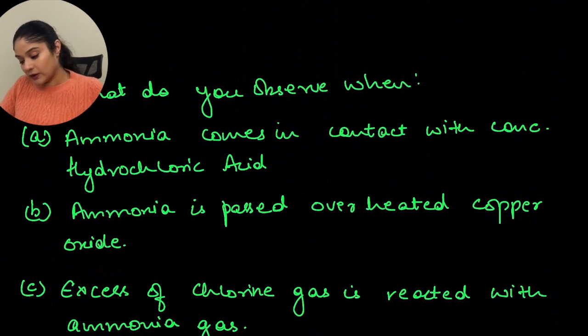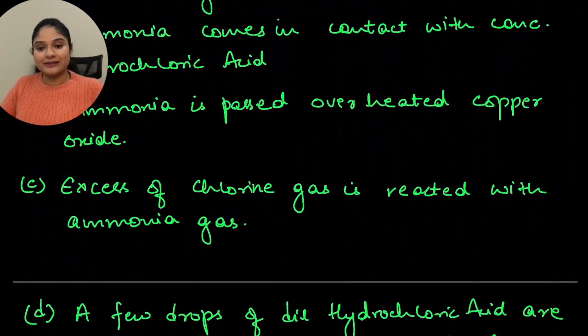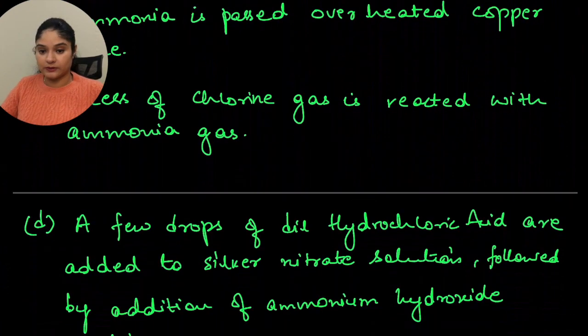What do you observe when ammonia comes in contact with concentrated HCl? So that is dense white fumes can be seen. The next is, ammonia is passed over heated copper oxide. So the black colored copper oxide turns into a pinkish red metal. That's your observation. The next is, excess of chlorine gas is reacted with ammonia. So when we do that, you get a greenish color which disappears. So greenish yellow color disappears.